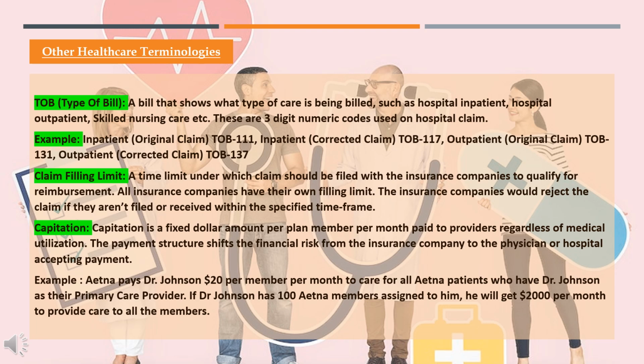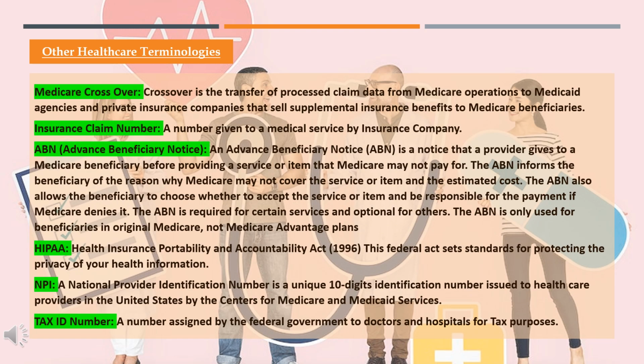Capitation. Capitation is a fixed dollar amount per plan member per month paid to providers regardless of medical utilization. The payment structure shifts the financial risk from the insurance company to the physician or hospital accepting payment. Example: Aetna pays Dr. Johnson $20 per member per month to care for all Aetna patients who have Dr. Johnson as their primary care provider. If Dr. Johnson has 100 Aetna members assigned to him, he will get $2,000 per month to provide care to all the members.